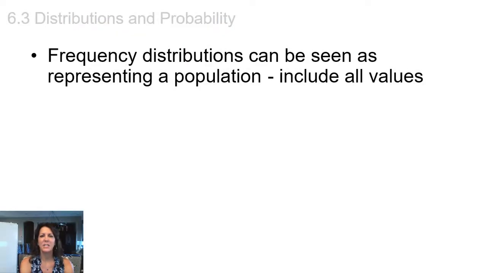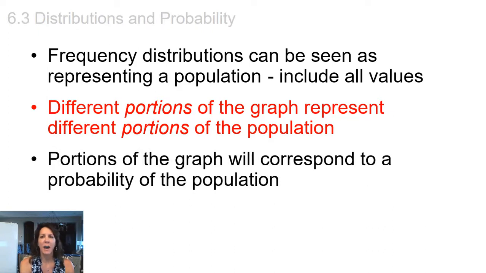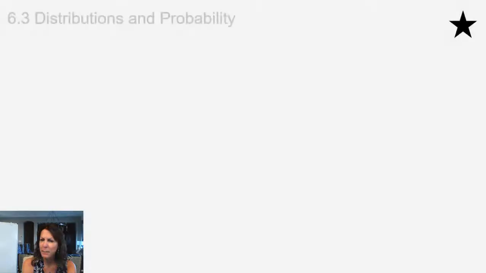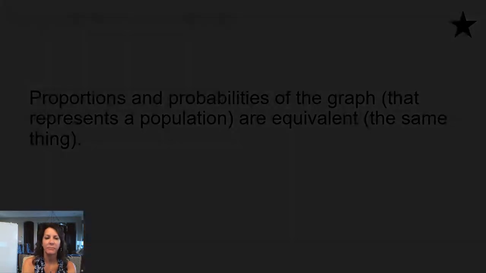All right, so frequency distributions can be seen as representing the whole population. It includes all of the possible values. And different proportions of the graph represent different portions of the population. So portions of the graph will correspond to the probability of the population. This might not make sense yet, but hold on. This is something to remember: when we talk about proportions and probabilities moving forward, we're going to see these as the same thing. Proportions and probabilities are going to be equivalent.